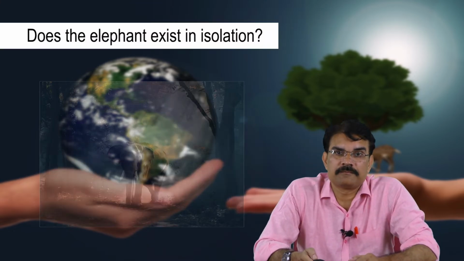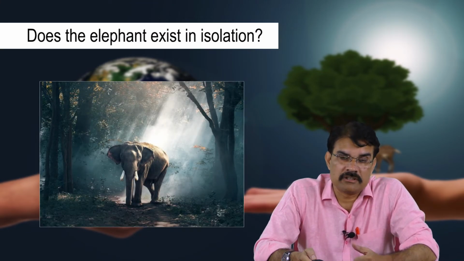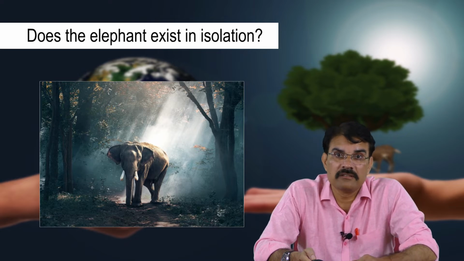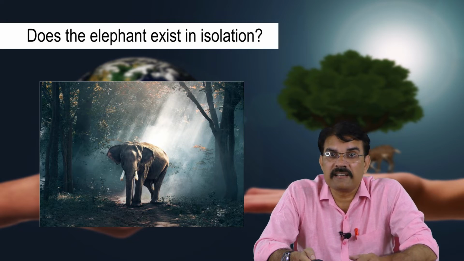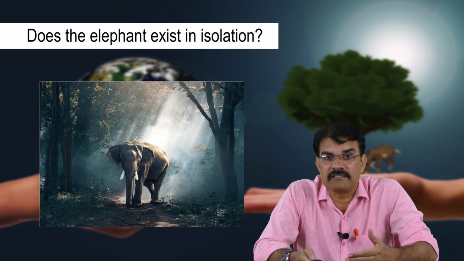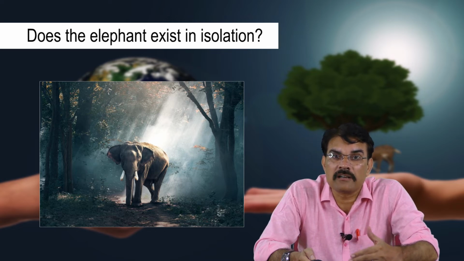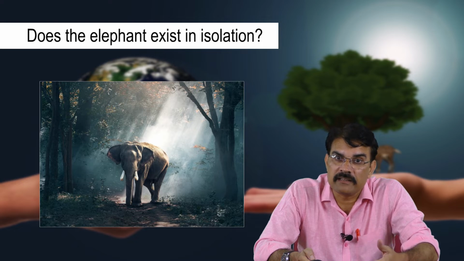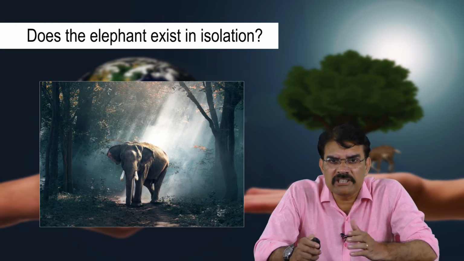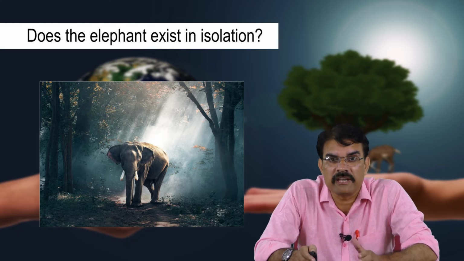Now, just look at this picture. What do you see in this picture? There is an elephant, and obviously it is in the forest. Can you really say that the elephant exists in isolation? I don't think so. The elephant is interacting with the other components of the environment as well. Like all of us, any individual is just a component of a wider environment.